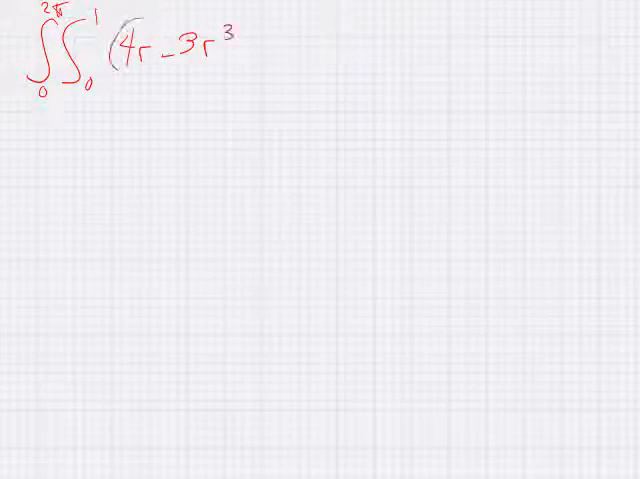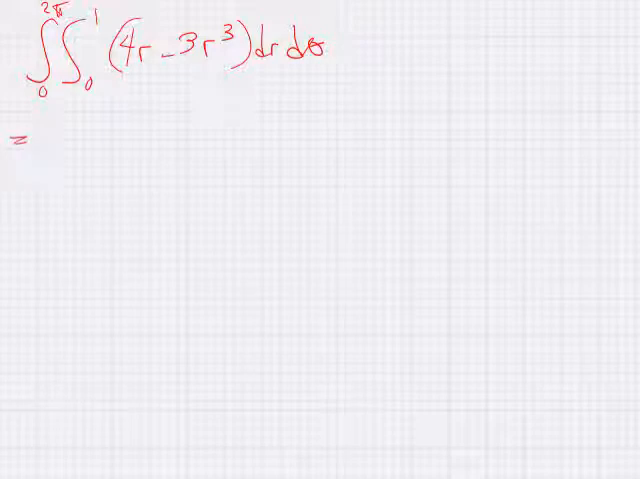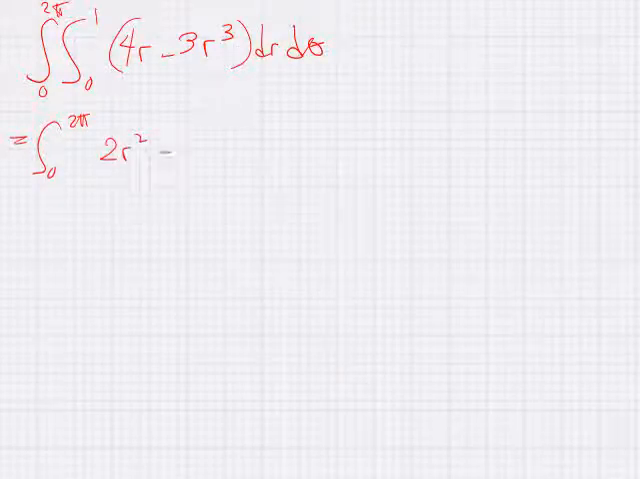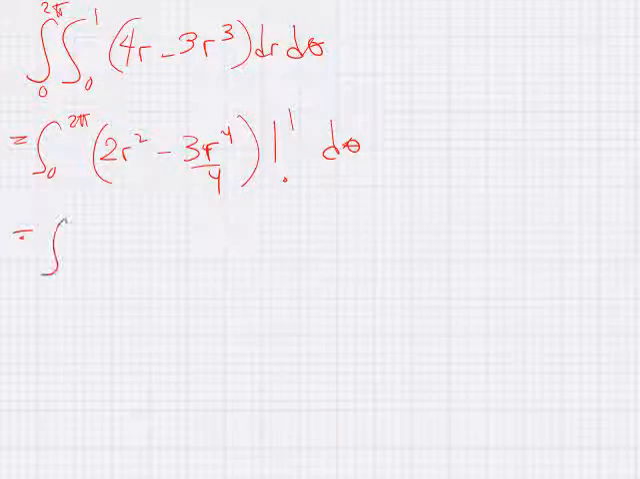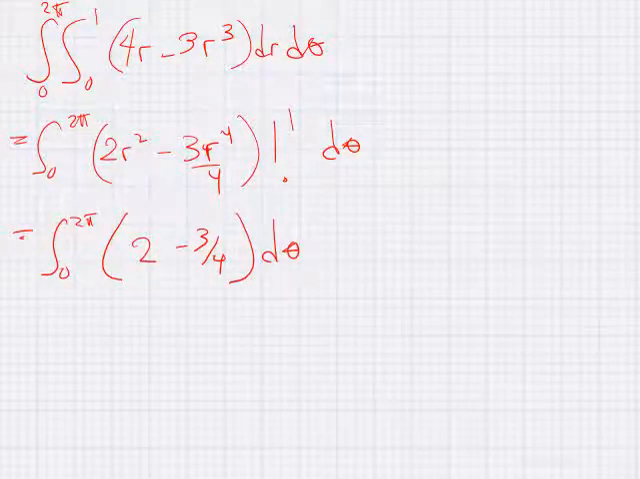So again, we have this 0 to 1, 0 to 2 pi. If I distribute that r, it would be 4r minus 3r cubed dr d theta. I would have 0 to 2 pi. So if I did with respect to r, I would get 2r squared minus 3r to the 4th over 4 between 0 and 1 d theta. Then I would have 2 minus 3/4 d theta.